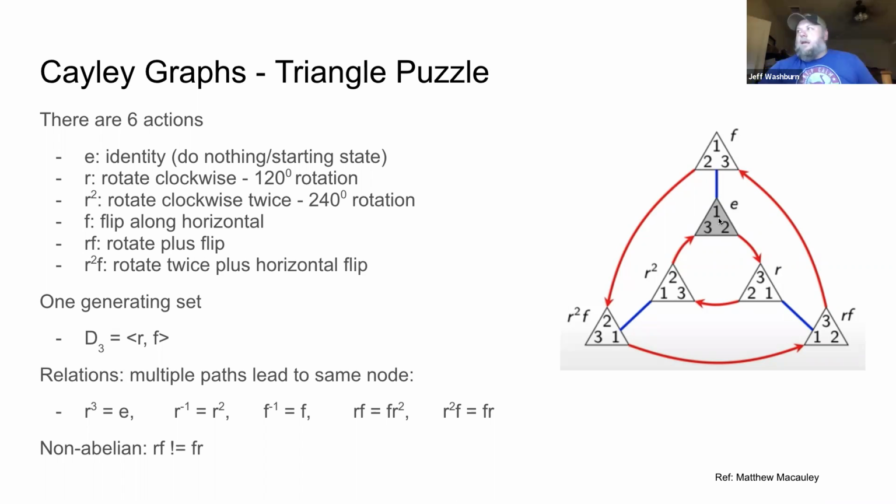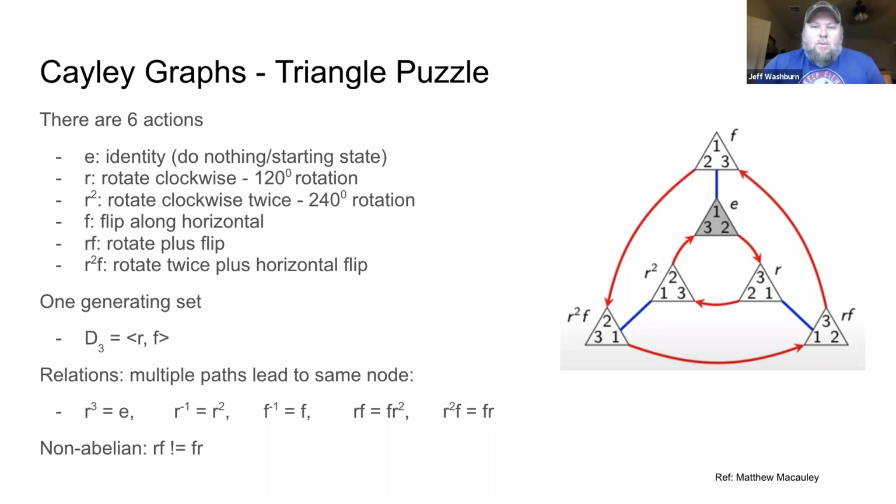If I start at E, R cubed here is R1, R2, and R3, which gets me back to E. R1 is equal to R2 going backwards, meaning I can go to R1 and then get back through R2 backwards. And if I go R and then F, that's the same as going F and then R1, R2, R squared. That gets me back to the same triangle.